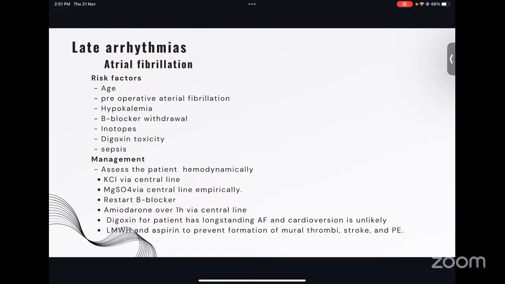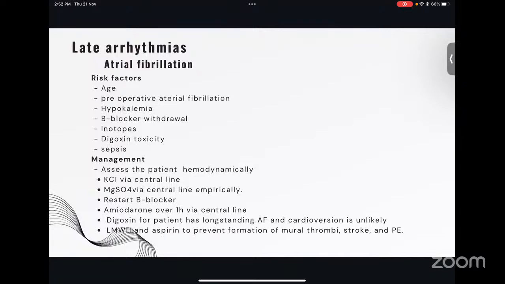Atrial fibrillation happens in one of every three patients after cardiac surgery. The risk factors for atrial fibrillation are age, as older patients have more risk, preoperative atrial fibrillation, hypokalemia, beta blocker withdrawal, and inotropes, especially dopamine and dobutamine. Digoxin toxicity can cause fast atrial fibrillation. Sepsis and chest infection are also risk factors.